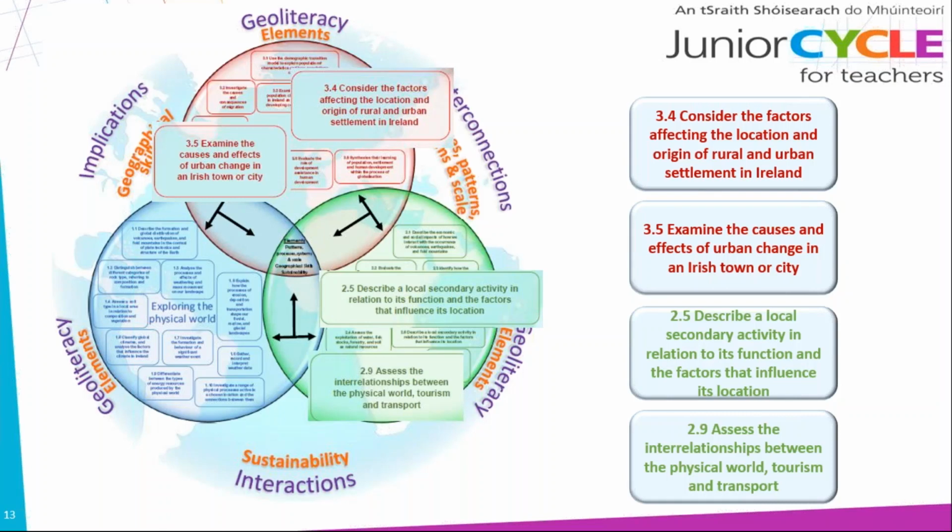This flexibility gives the teacher autonomy to decide on what learning is most appropriate given the age, stage, and context of the students in their classroom. Linking back to the vision for the junior cycle, placing the student at the centre. I will now pass you back to Paula to take you through the process of unpacking a learning outcome.